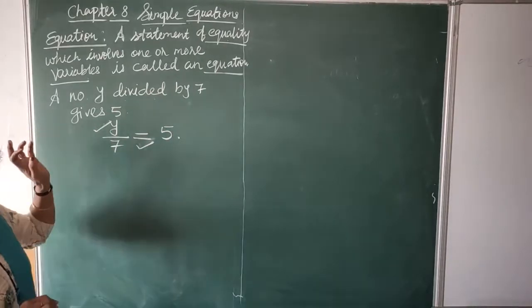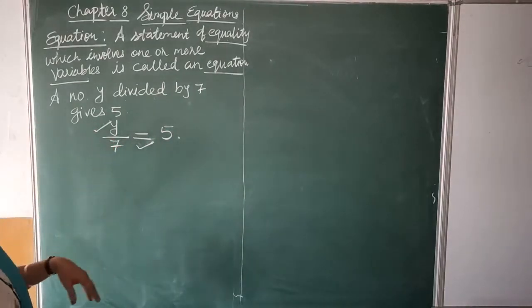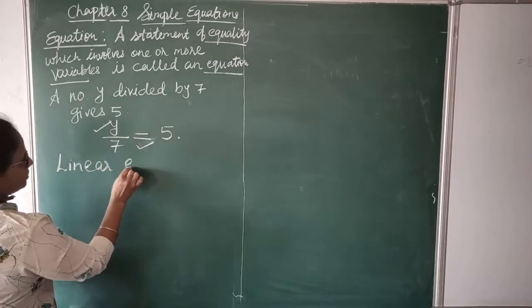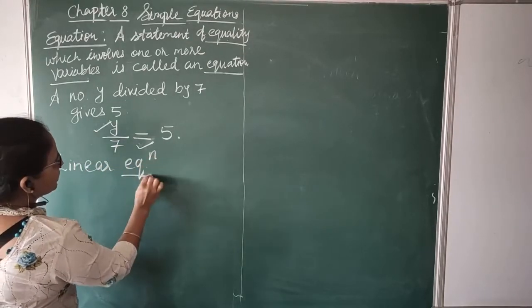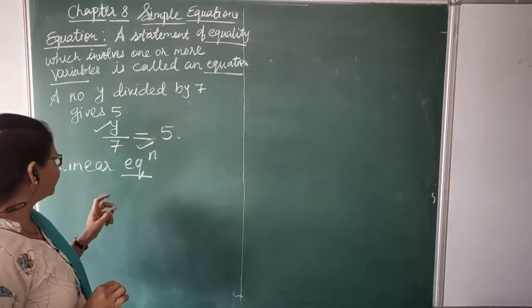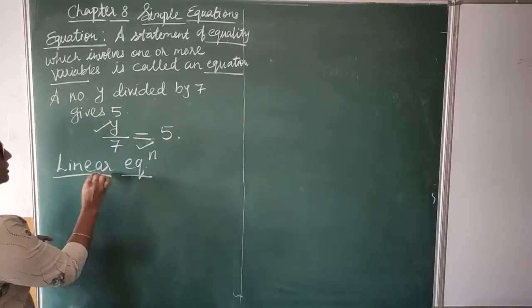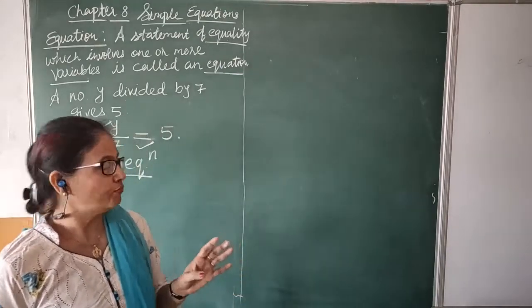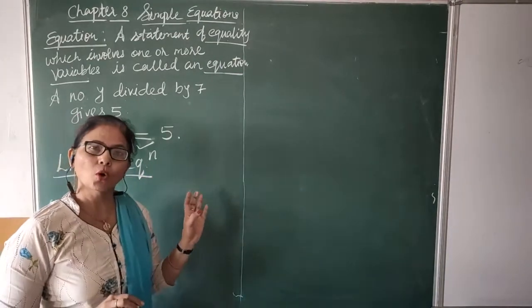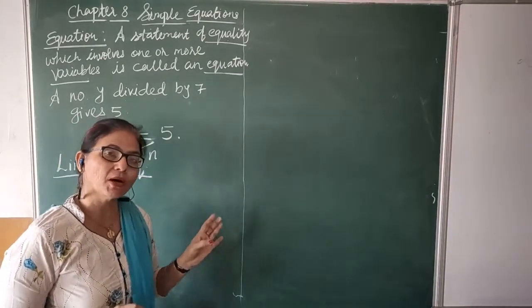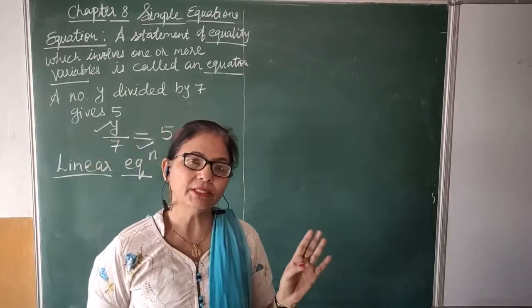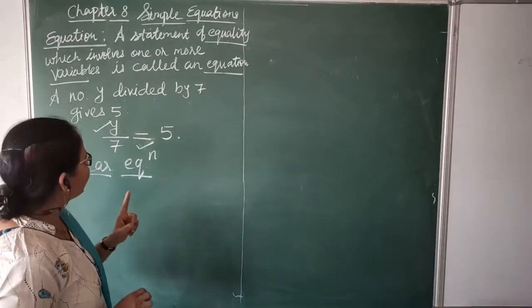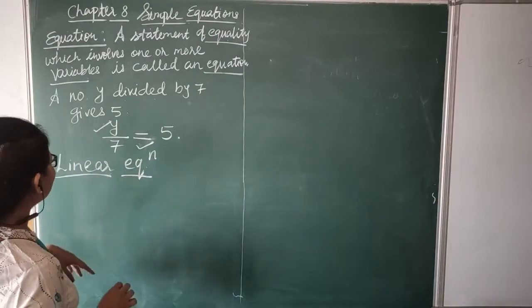Okay, now here in this lesson we are going to study linear equation. What type of equation? Linear. This is the short form for equation. We are going to study linear equation. Now what is meant by linear equation? You know, when the highest power of the variable in the equation is 1, or you can say the degree is 1, that type of equation is called as linear equation.